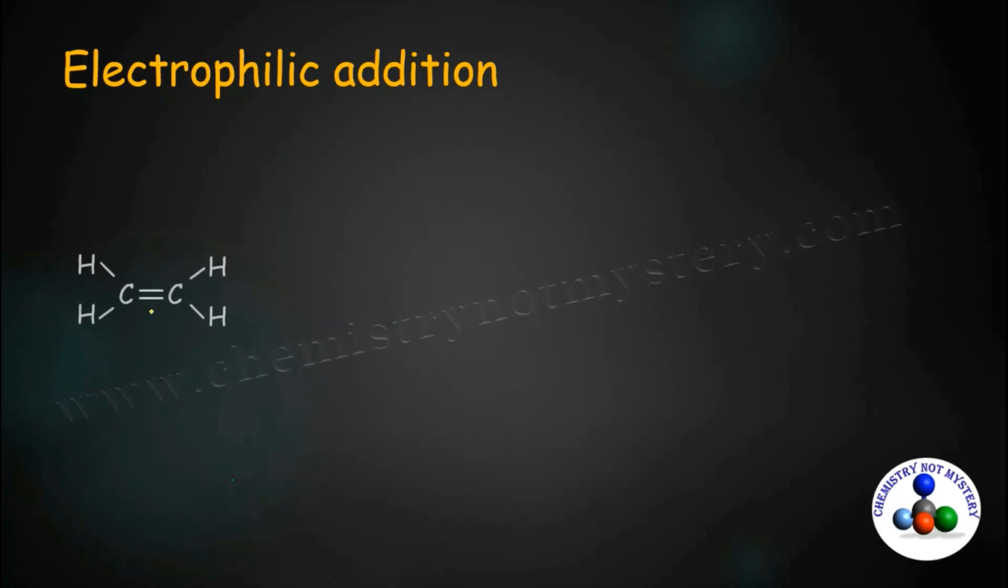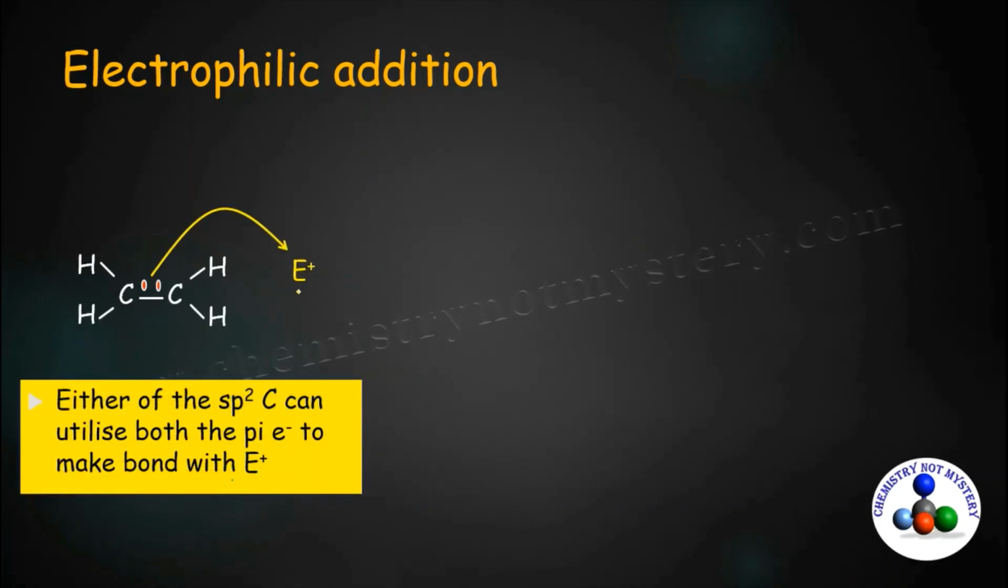So let's take an example of ethene molecule. Here one bond is sigma bond and another bond is pi bond. So if I represent pi bond with 2 electrons, it would be easier for you to understand the further mechanism. When electrophile approaches, either of the carbon can utilize both the pi electrons to make bond with electrophile. As electrophile is devoid of electrons, it doesn't have any electron to make bond with the carbon.